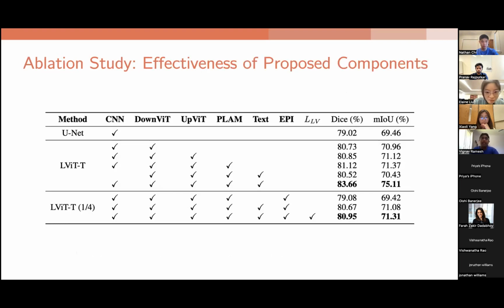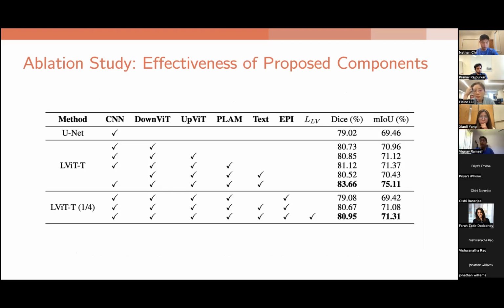So now, I guess the last thing to cover is a series of ablation experiments that were also used to verify the performance of the LViT model. In the first study, the authors explored the effectiveness of improvements from four perspectives: down ViT, up ViT, PLAM, and text. All 4 components are effective based on the results shown in this table, where the performance improvement brought by adding text information is most obvious.